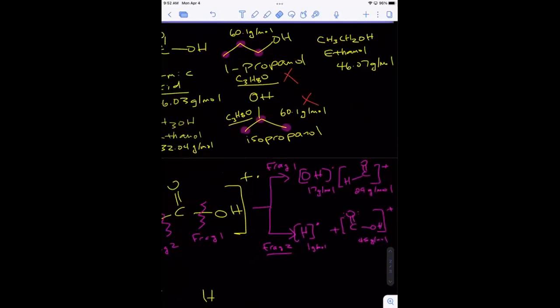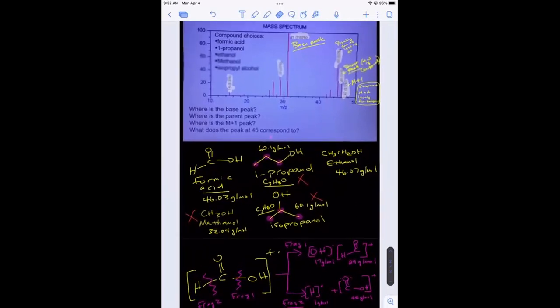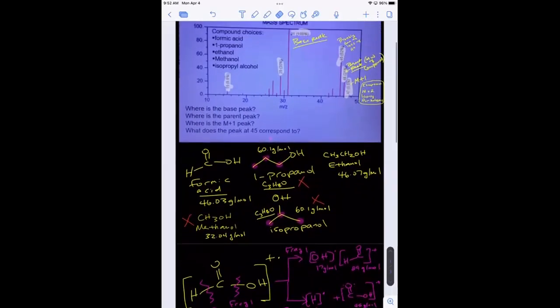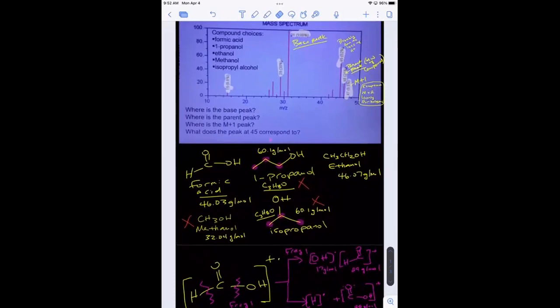All right. Now, what's missing? Look at the spectrum. I got fragments of 17, 29, 45, and 1. What's missing? 31, which is the most important fragment of all of them. And there's no way for me to get to that from formic acid.